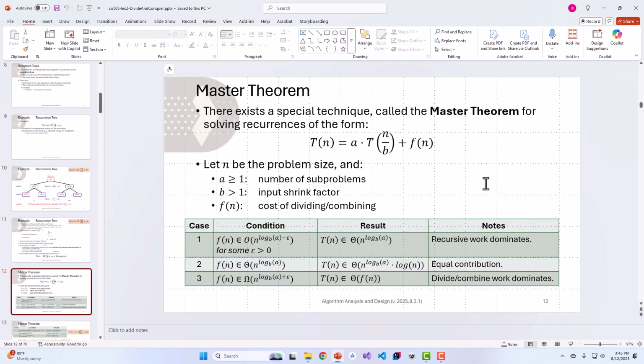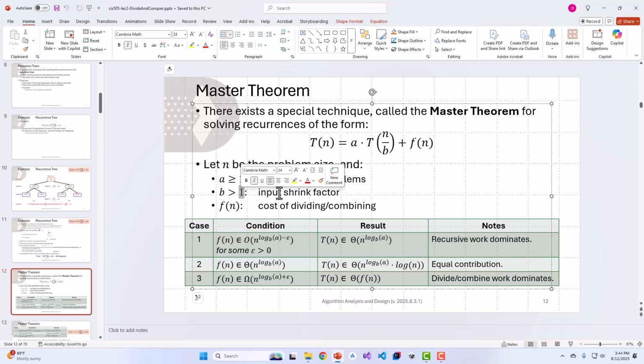Now the Master Theorem, this is another approach. So in addition to the recursion trees, we've also got the Master Theorem. The Master Theorem is a special technique for solving recurrences with a special form. So if you have one of this form, like we saw earlier, you've got a being the number of subproblems as long as it's greater than or equal to 1, times T of n over b, with b being at least 2, or greater than 1.